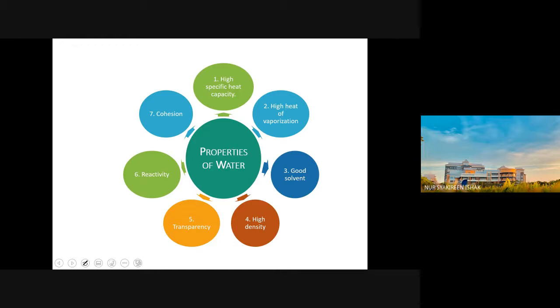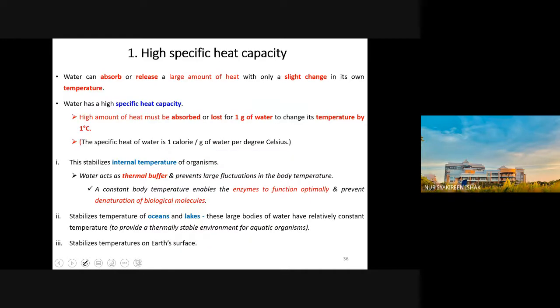Number one, water, as you know, has high specific heat capacity. We are going to look at what high specific heat capacity is. Number two, high heat of vaporization. Number three, it functions as a good solvent. It can dissolve many substances, especially substances that are polar. Number four, it has high density. Number five, transparency. Number six, reactivity. Number seven is cohesion.